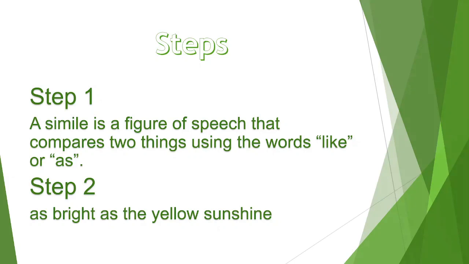Here, a simile uses as or like to make a comparison. The example has "as" in it, because a simile compares 2 things using like or as. And in our example, "as bright as the yellow sunshine," "as" is used. So "as bright as the yellow sunshine" is a simile.